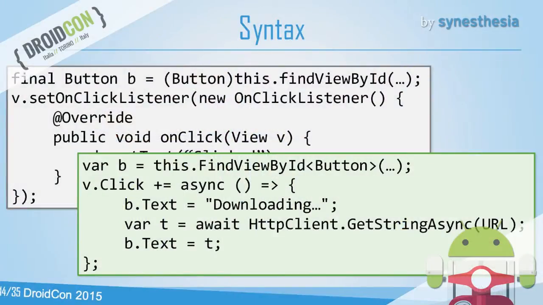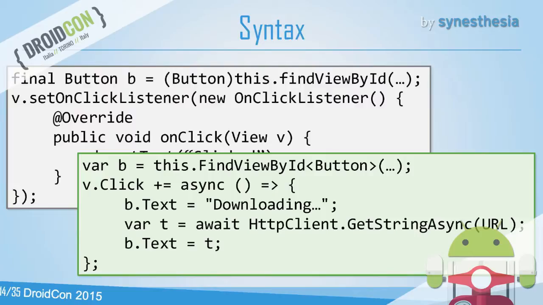Now assume that you want to react to this button click by downloading a string over the network, asynchronously, of course, not blocking the UI, and then put the string you downloaded into the button itself. Sounds like a lot of work because you have to do an async task in order to do asynchronous loading. You have to take the string and put it back into the button. In C# this can be done in two lines, actually.